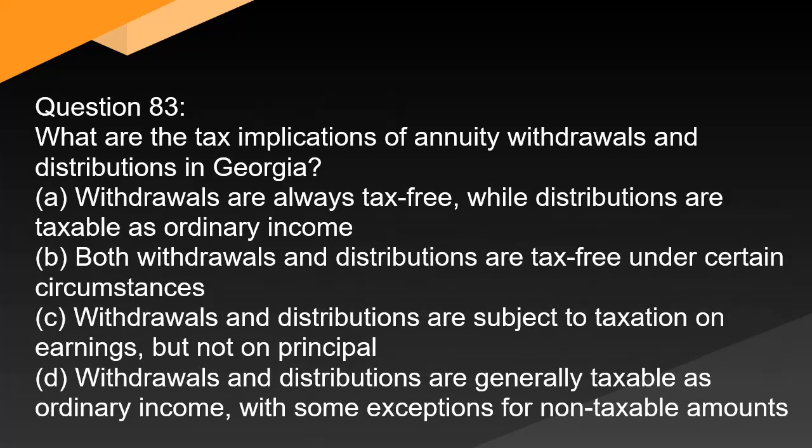Question 83. What are the tax implications of annuity withdrawals and distributions in Georgia? A. Withdrawals are always tax-free, while distributions are taxable as ordinary income. B. Both withdrawals and distributions are tax-free under certain circumstances. C. Withdrawals and distributions are subject to taxation on earnings, but not on principal. D. Withdrawals and distributions are generally taxable as ordinary income, with some exceptions for non-taxable amounts.